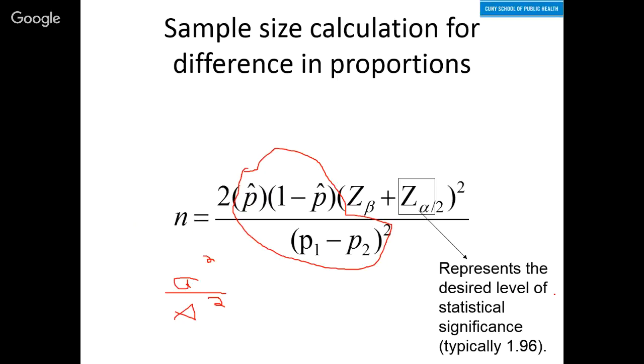And under this desired level of statistical significance, typically 1.96. Here it's 1.96 because the standard error is included in this calculation. So this Z in the examples before wouldn't go down to the 0.6 or whatever. This is just 1.96, the Z for 0.025, and this is the Z for 0.8.